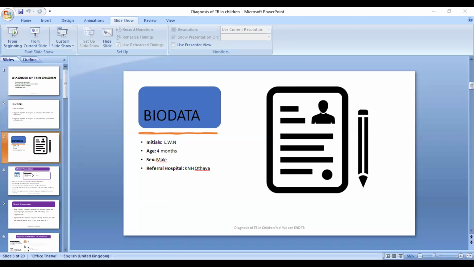Okay, so this is a case of LWN who presented to us in January at the age of 4 months as a referral from Kenyatta National Hospital in Othaya. The child presented with cough, fast breathing, and hotness of body, which had been present for almost 4 months, from the time he was born. At the age of 1 week, a positive GeneXpert, as well as a chronic cough.